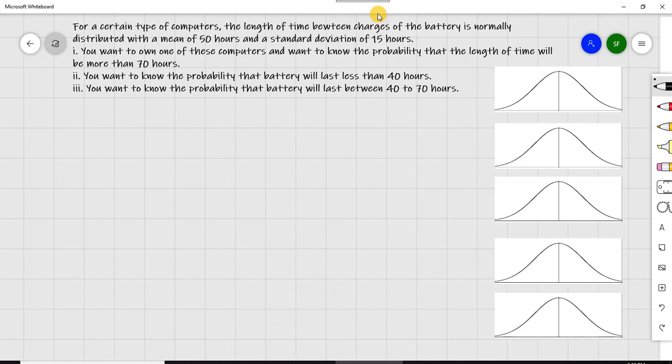This is a small video designed for you to understand how to solve problems related to normal distribution or Gaussian distribution. So I already have on the window given a problem. The problem says that for a certain type of computers, the length of time between charges of the battery is normally distributed. So the normal distribution is given with a mean of 50 hours and a standard deviation of 15 hours.